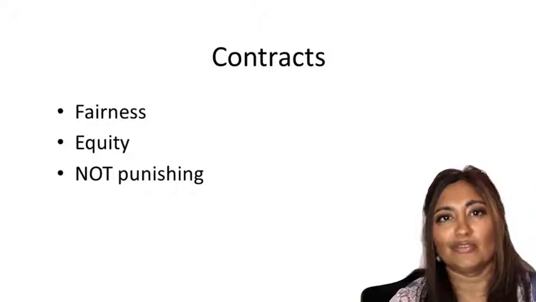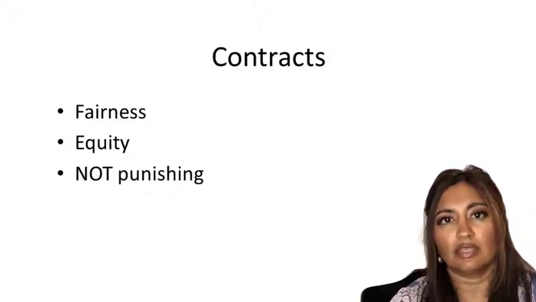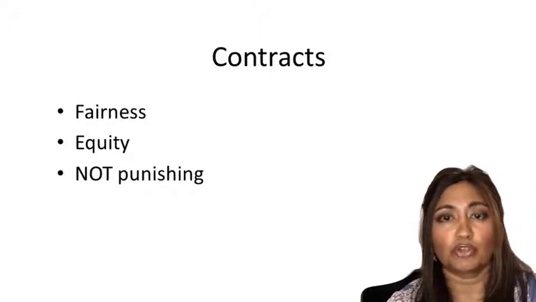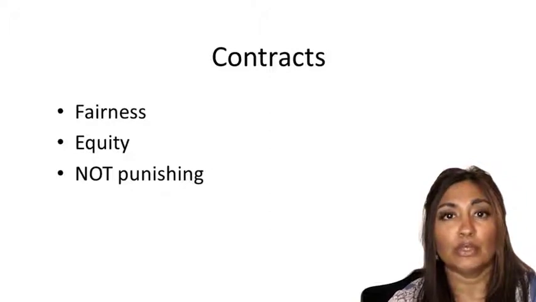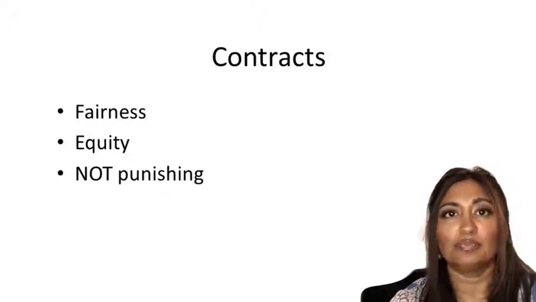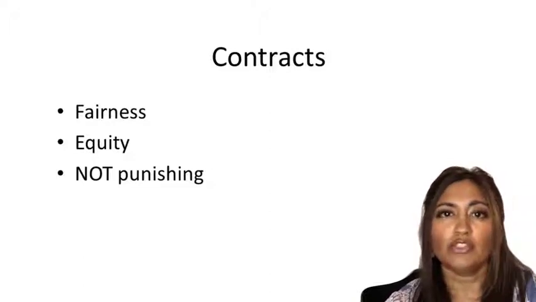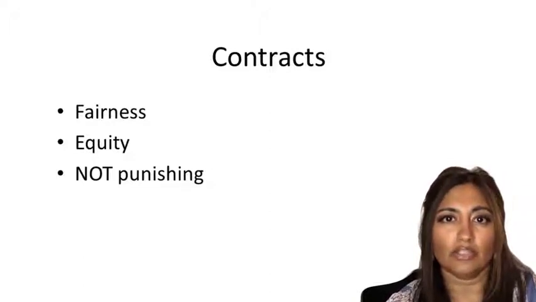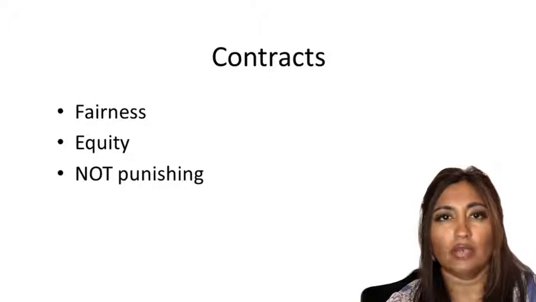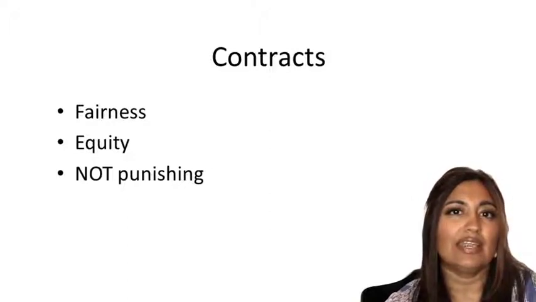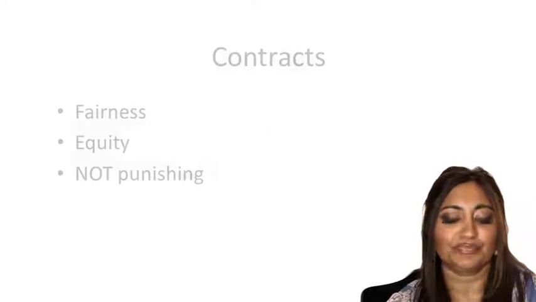Some of the other areas of law that you're going to be studying, such as torts or criminal law, may have some punitive aspects to it. That is to punish, for example, the defendant for their wrongdoing. Contracts is not about that. Contracts is really about doing what's fair, what's equal, and what's just. And in breach of contract actions, we never aim to punish the defendant.